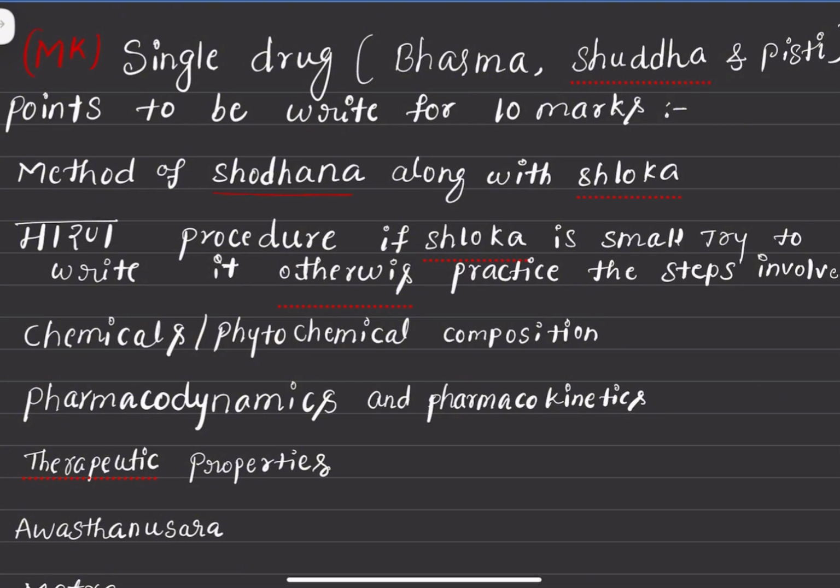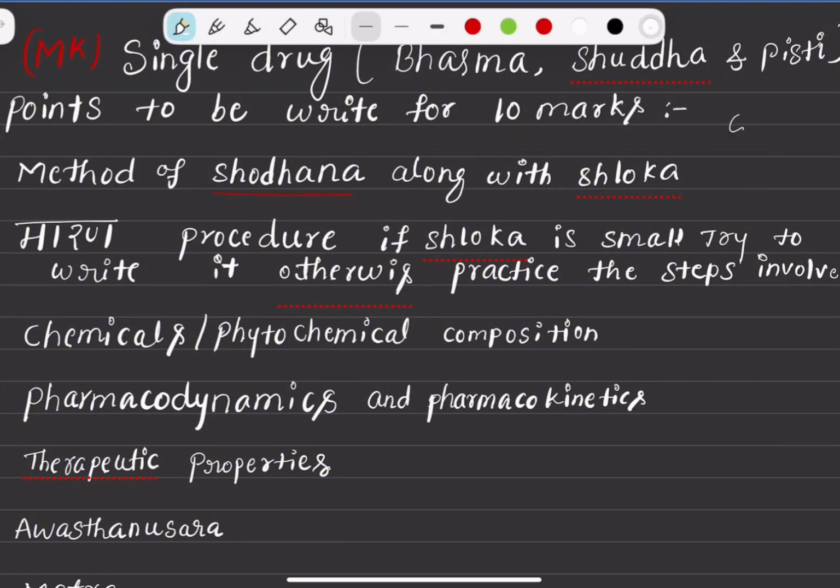In the bhasma concept, it is point number 17 in the syllabus copy, that is single drug bhasma, shuddha and then pisti. It is the MK. There is no specification about which are the MK drugs and DK drugs. So let's deal with all 22. We have 22 bhasmas in our syllabus.